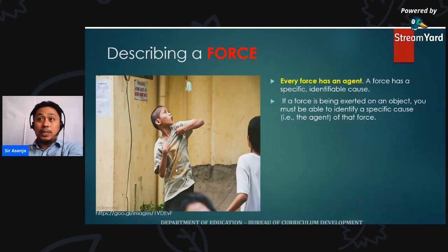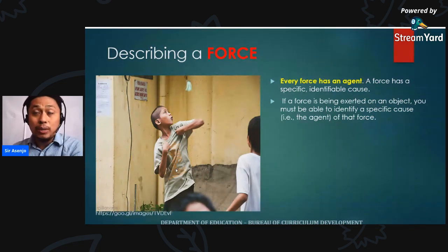It is specific and identifiable, which means every force has an agent. Force cannot exist by itself without an agent. In our example, the boy is the agent. That means the takyan cannot just go up without the boy, right? So the boy, which is the cause of the takyan going up, is considered the agent. It is specific and identifiable.